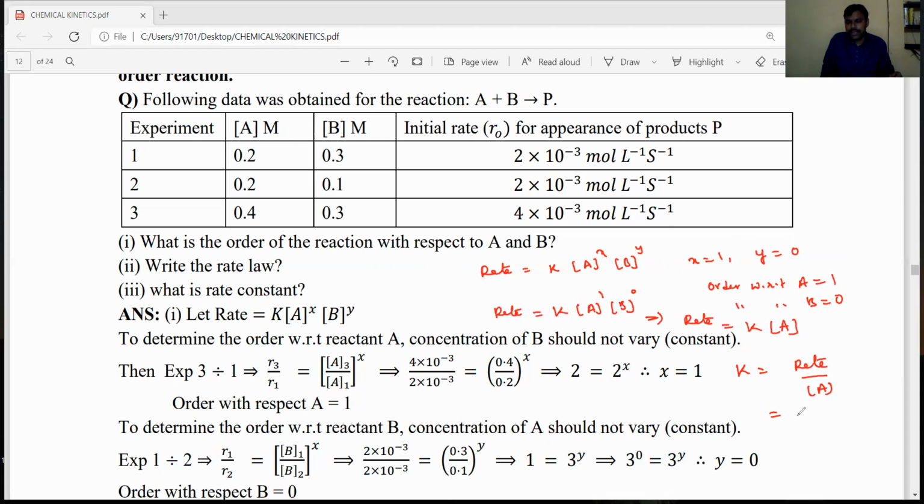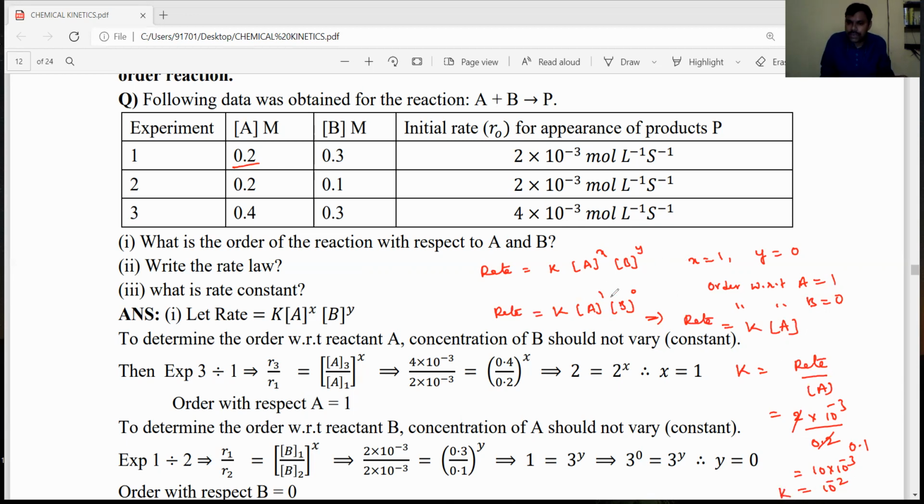That's why, for example, from experiment 1 you take the rate 2 into 10 to the power of minus 3, divided by the concentration of A, which is 0.2. 0.2 is nothing but 2 into 10 to the power of minus 1. So 10 into 10 to the power of minus 3 is nothing but 10 to the power of minus 2. This is the k value.